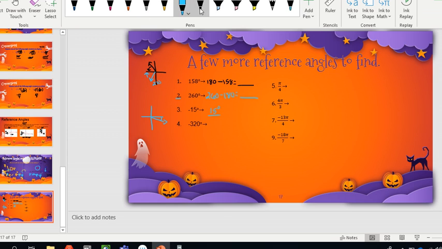Now, negative 320. Well, that one's going to be a little different. Let me change colors again. Negative 320. I know this gets me to a negative 270, so 320 is going to be somewhere over here. So I'm missing this little piece here. Well, that's a harder reference angle to find. I didn't quite make it to a negative 2 pi.